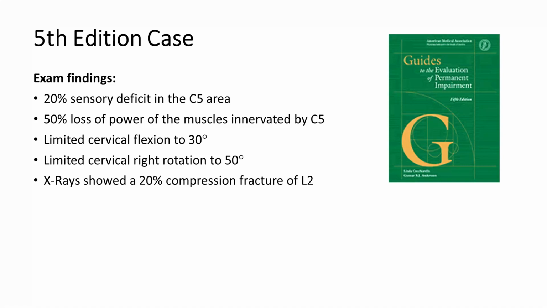He complained of neck pain radiating down his right arm. 16 months later, after a maximum medical rehabilitation program and an optimal period for physiologic recovery, an examination disclosed a 20% sensory deficit in the C5 area and 50% loss of power of the muscles innervated by C5. The patient also had limited cervical flexion to 30 degrees and right rotation to 50 degrees. X-rays revealed a 20% compression fracture of L2. Let's see how we do this impairment rating using ImpairMaster for the AMA Guides 5th edition.